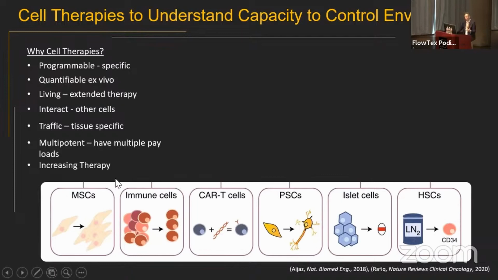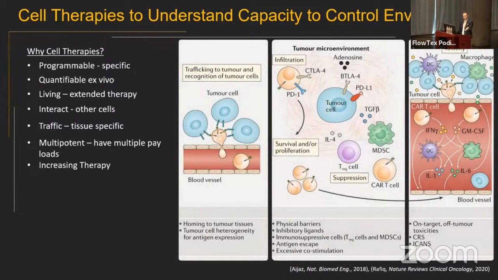And reasons that people want to use cell therapies: you can program them, you can quantify them ex vivo, you can control them to some aspect. They're living, they can have specific targets, they can deliver payload. But at the same time, those benefits are also the downsides, right? A cell can traffic to a tissue you don't want it to. You can have cells take inputs from their environment that may make them not work as well. You can also have them deliver payloads you don't want and increase the toxicity.